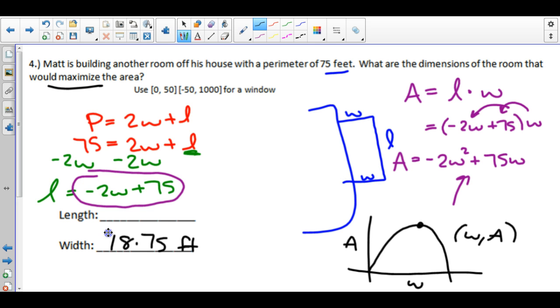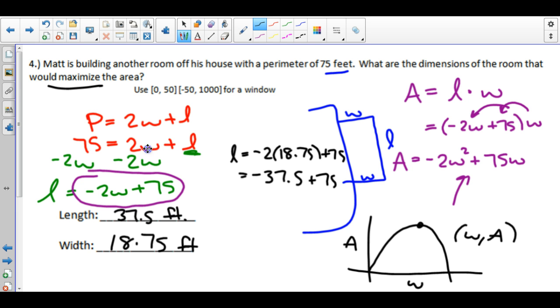So if I want to figure out my length, all I'm going to do is take this 18.75 and substitute it in for W. So my length is negative 2 times 18.75 plus 75. Break this apart, do the order of operations. I'm going to take negative 2 times 18.75, which gives me negative 37.5, and then I'm going to add 75 onto that, and I get a length here of 37.5 feet.